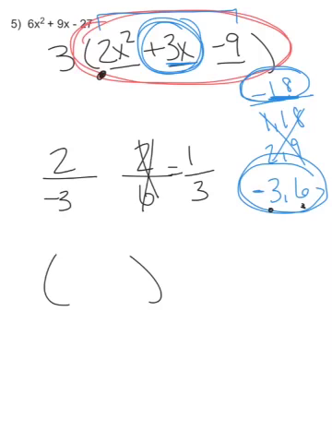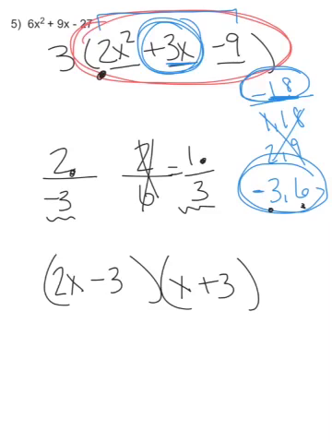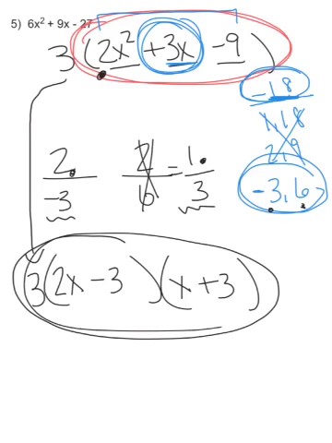So we'll make our binomials. First binomial would be 2x minus 3. The second binomial would have a positive 1x, and our constant would be plus 3. Now remember, we took out this greatest common factor in the beginning, so we're also going to carry down this 3 in front. This would be our final answer.